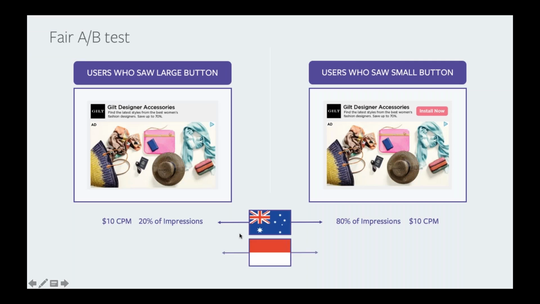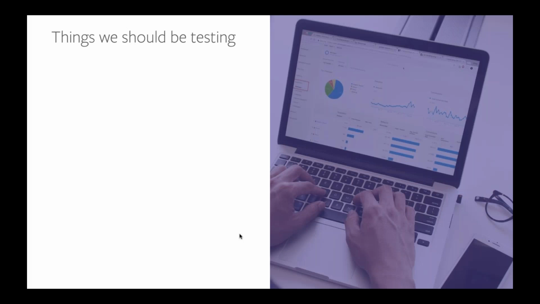So in this case, you'll see a comparison between implementing large buttons and small buttons and test within two countries with different CPMs. So this is to minimize bias because one country may have different preferences on button designs. And this is only an example of what you can do. There are many more things that you can implement A/B testing for.